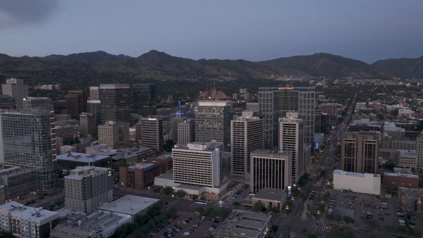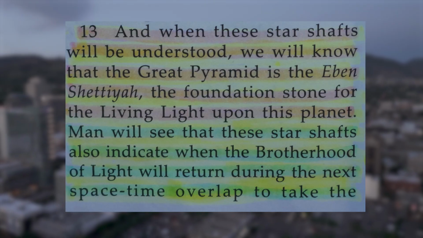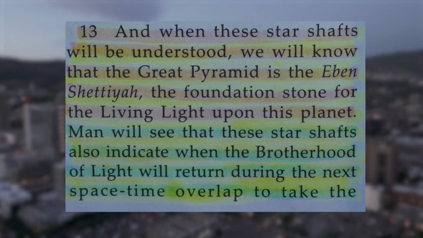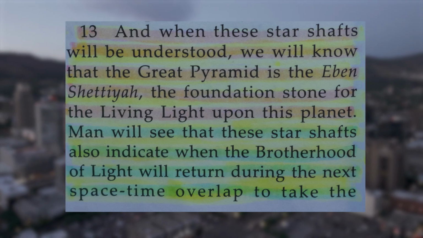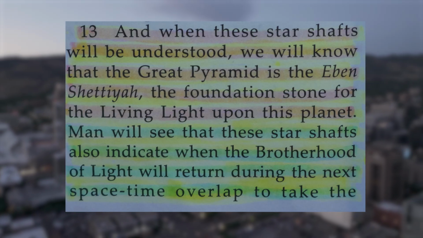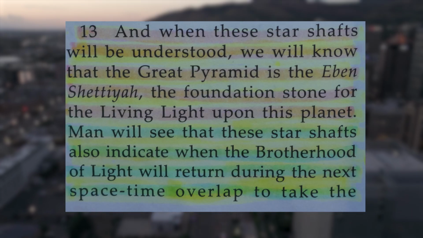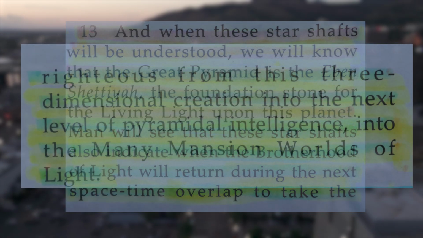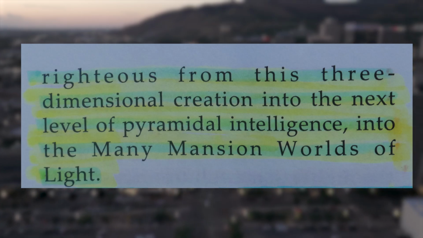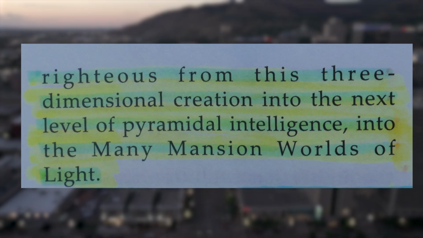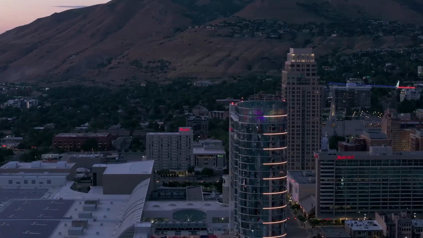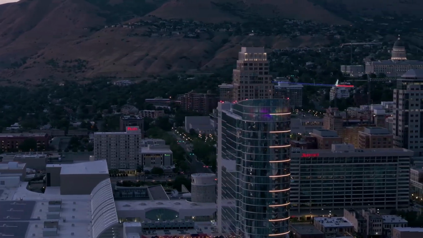Down on verse 13. And when these star shafts will be understood, we will know that the Great Pyramid is the Eben Shettiyah, the foundation stone for the living light upon this planet. Man will see that these star shafts also indicate when the Brotherhood of Light will return during the next space-time overlap to take the righteous from this three-dimensional creation into the next level of pyramidal intelligence, into the many mansion worlds of light. Let's get the definition for the Eben Shettiyah.